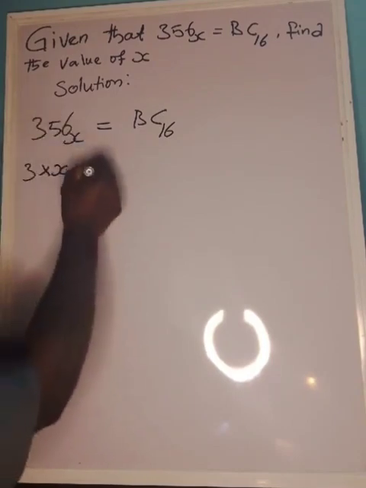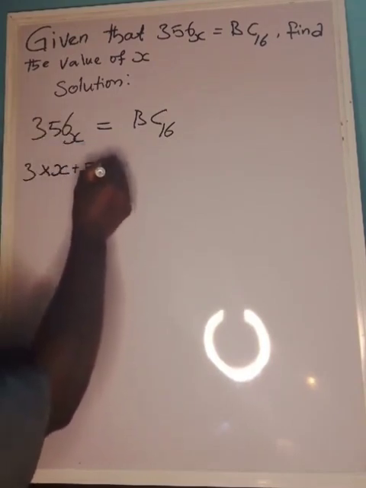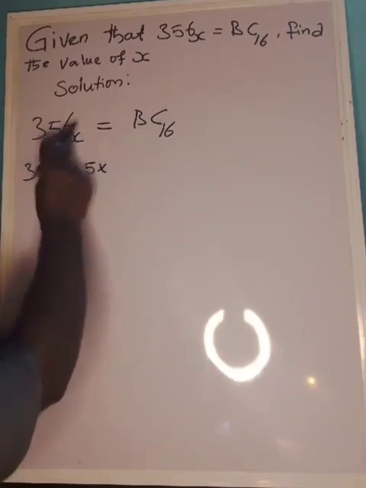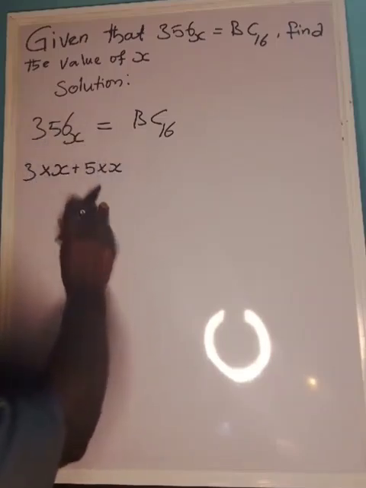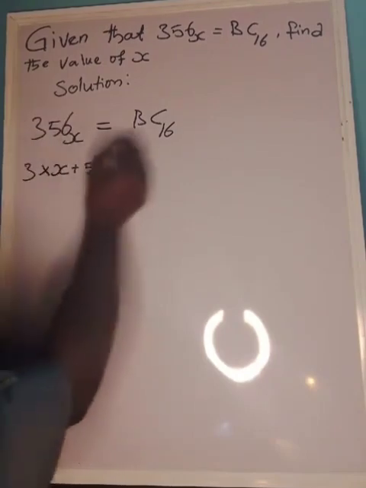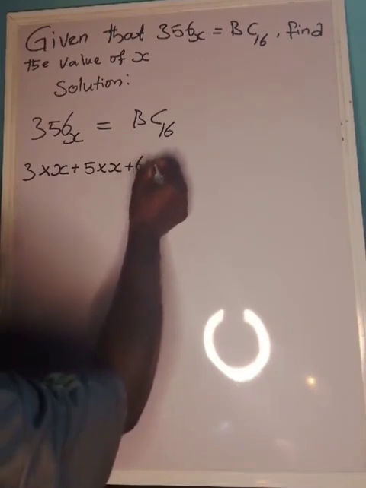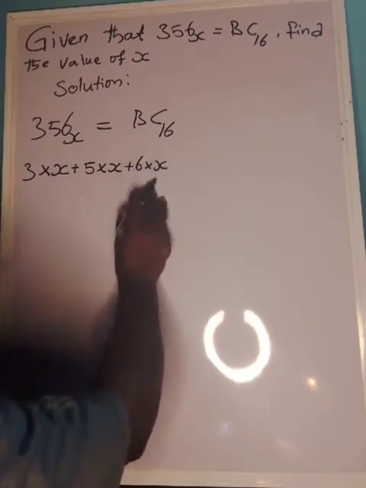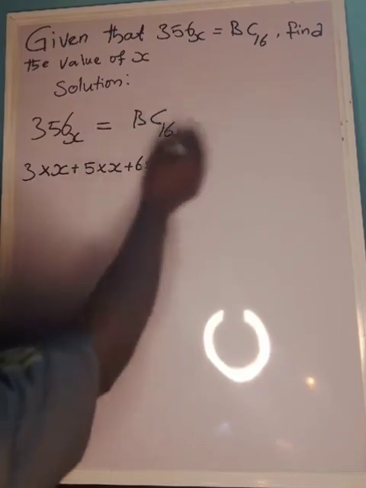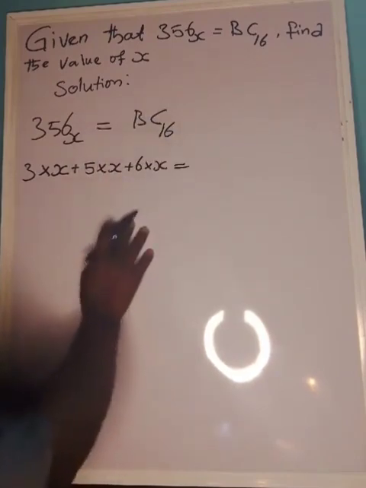So the second digit is 5. 5 multiplied by the base, which is x. The last digit on the left hand side is 6. You have your 6 multiplied by the base, which is x. Then you bring your equality sign here, equals to.